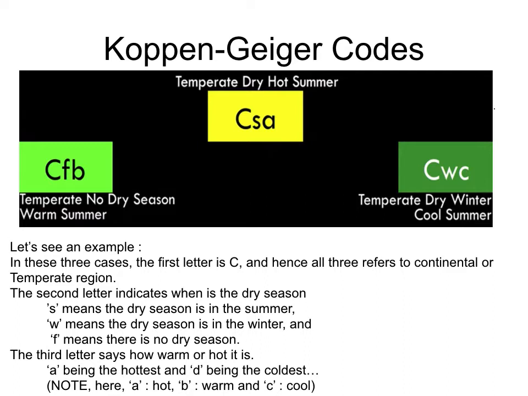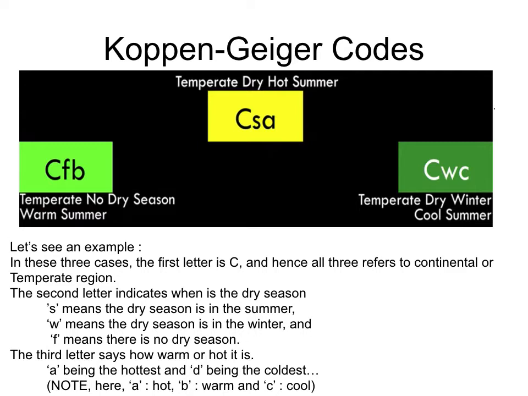In these, C is common. What is the meaning? It means it is a continental or temperate region. Now coming to the second letter: F, S, and W. The second letter usually indicates the dry season, when the dry season comes. If the dry season is in the summer, it becomes S, so CS. If the dry season is during the winter, it becomes W, CW. If there is no dry season, it becomes F. So CS, CW, CF refer to continental, with dry summer, dry winter, and no dry season.